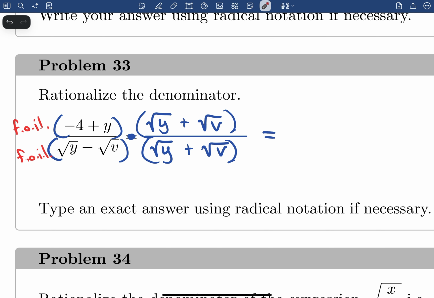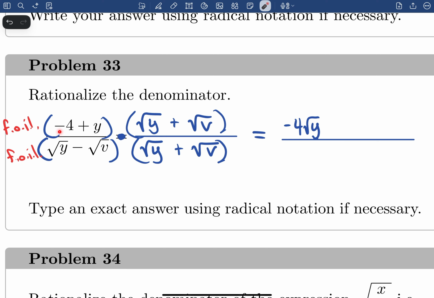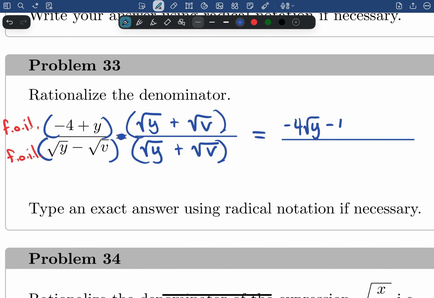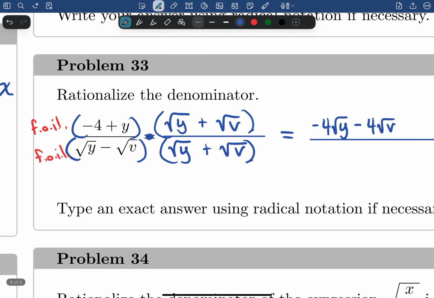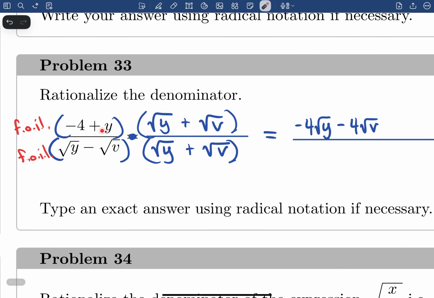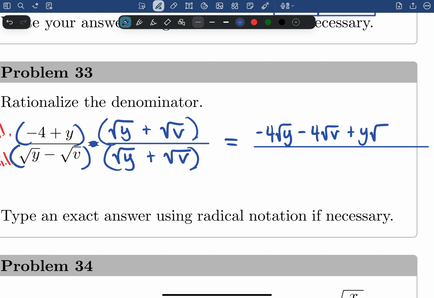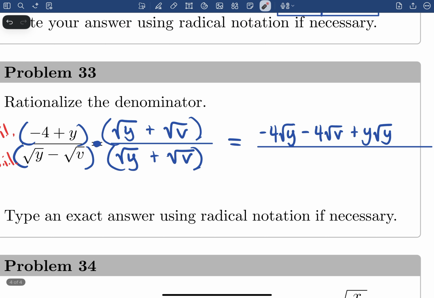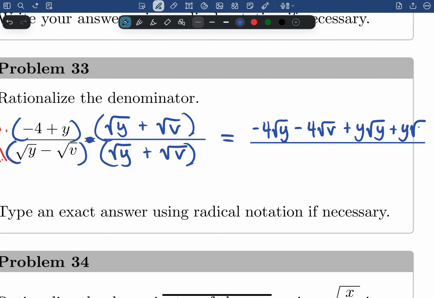And so I start and I say, well, first terms multiplied together, negative 4 times root y. That's negative 4 root y. Okay, now outer terms. So negative 4 times root v, well, that's negative 4 root v. Okay, let's keep it going. Now we have the inner terms of FOILing, so I'm going to take y and multiply it with root y, and I get positive y root y. And now last terms, y times root v, so I just get positive y times root v.